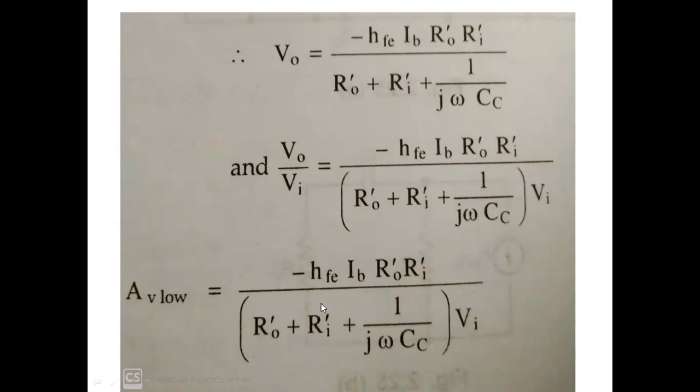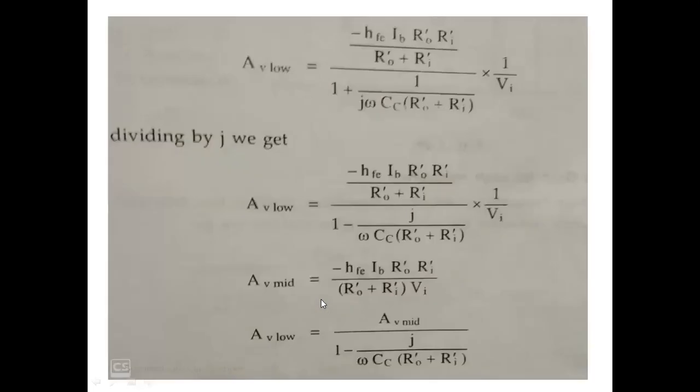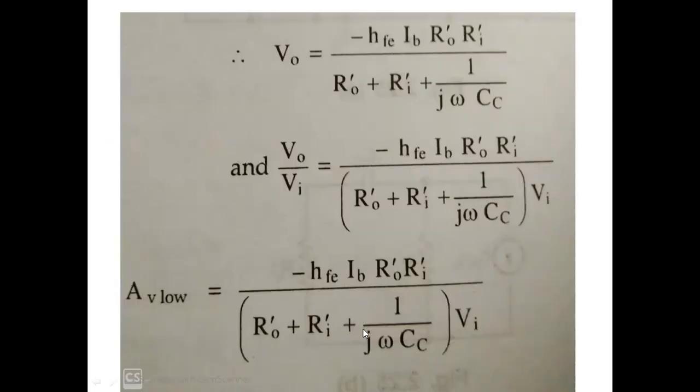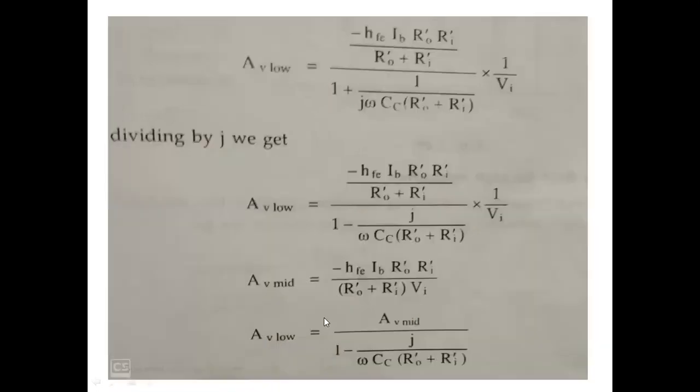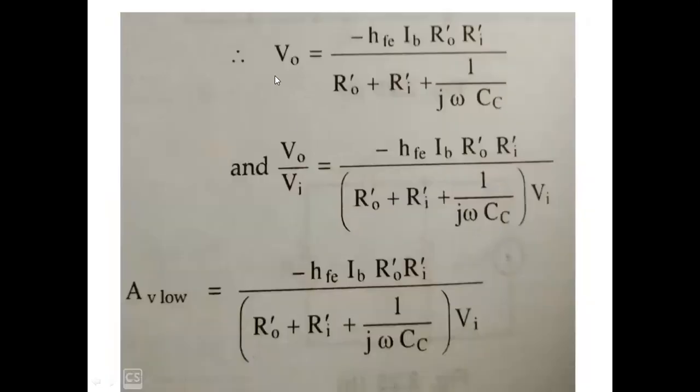Here we are simplifying the equation. So minus hFE IB R0 dash RA dash by R0 dash plus RA dash plus 1 by j omega Cc into Vi. This is the voltage gain at lower frequencies. Next, in order to simplify the equation, divide the numerator and denominator with R0 dash plus RA dash.